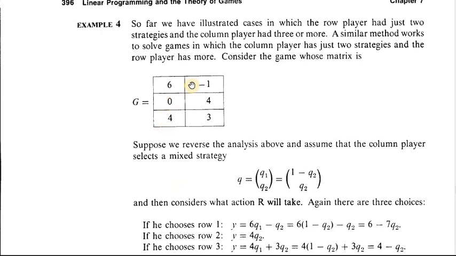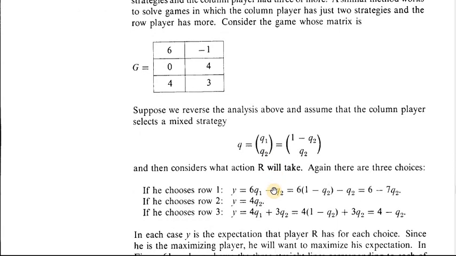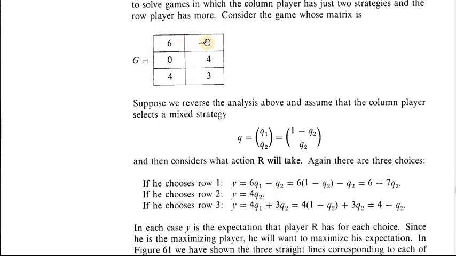Now we're going to look at the column player having two strategies, row player having more. Now really this is just the very same thing, only the roles of maximum and minimum have been reversed. All right, we assume the column player has a mixed strategy, Q1, Q2, and then we evaluate the options for the row player. If the row player chooses row 1, his payoff is 6Q1 plus minus 1Q2, and that works out to this value, 6 minus 7Q2. If the row player chooses row 2, 0Q1 plus 4Q2 gives you 4Q2. The row player chooses row 3, 4Q1 plus 3Q2. Remember, Q1 is 1 minus Q2. You end up with 4 minus Q2.